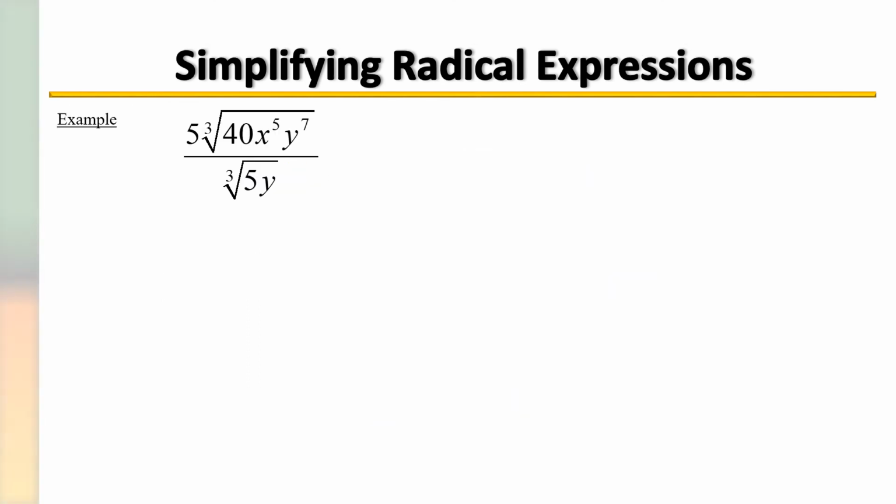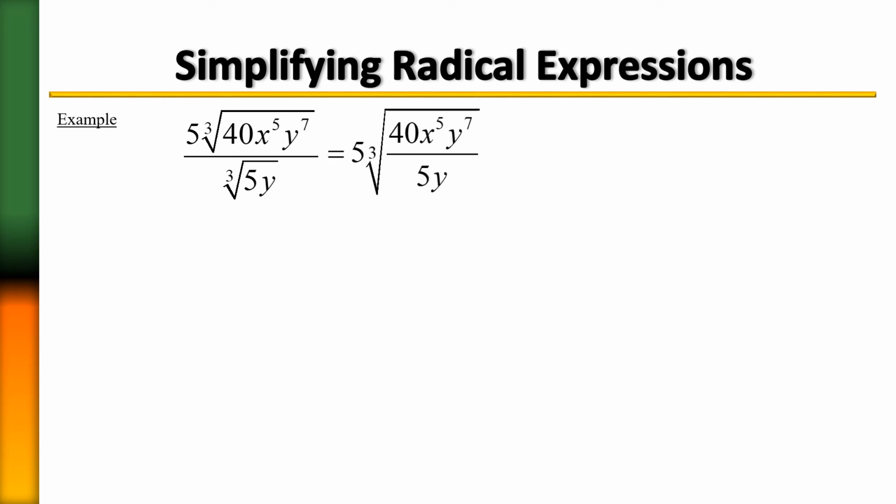This last one is a challenging one, but no worries, you can do it. You got this. So first of all, let's take a look at this problem. Because they are the same root, cube root, we can apply the quotient rule and do the top divided by the bottom. So when we do so, it's going to look like so.